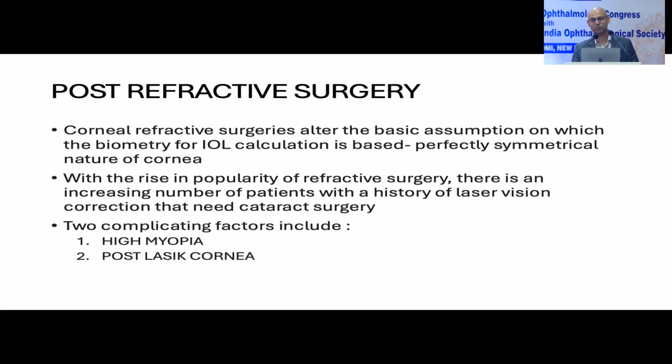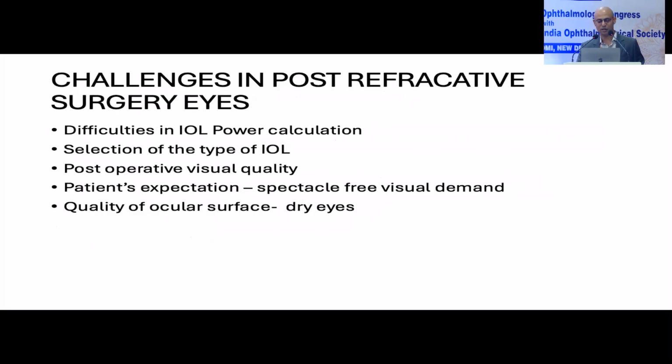So many of those patients are now coming with cataracts, and as we know, myopes do develop cataract earlier. So they would even come in their late 30s or 40s with cataracts. And there are two complicating factors here. One is that these patients have an extreme of axial length, either high myopia or hyperopia, for which a refractive surgery has been done. And then the corneal shape has been altered, so your keratometric calculation and effective lens position goes out the window because of the alteration that you've done with the refractive surgery.